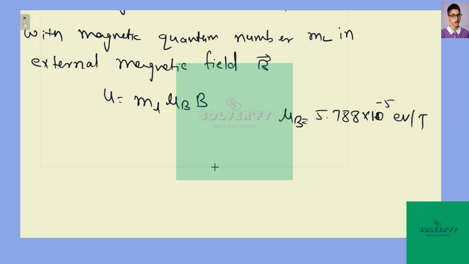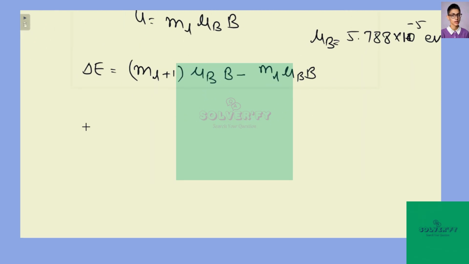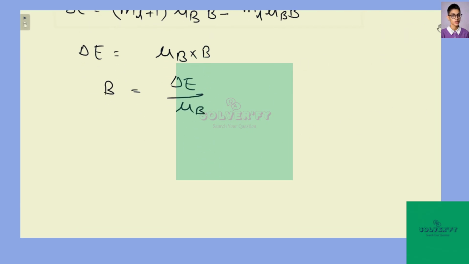Now we can say that the energy required for splitting, delta E, is (ml + 1) × mu_B × B minus ml × mu_B × B. Now from here we get delta E is equal to mu_B × B, or I can say B, that is the magnetic field, is equal to the energy required upon the magnetic moment. Now put all the data in this equation.